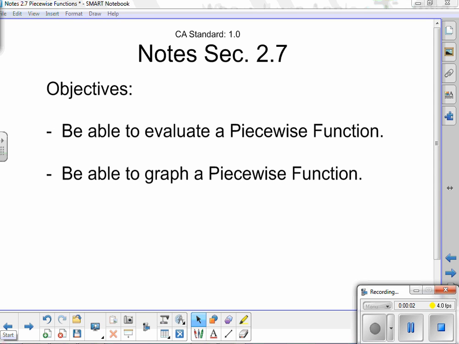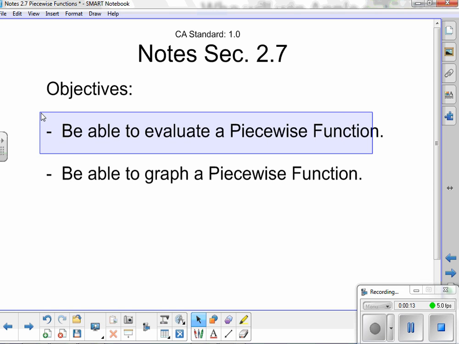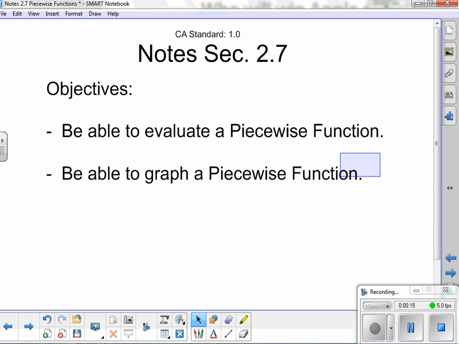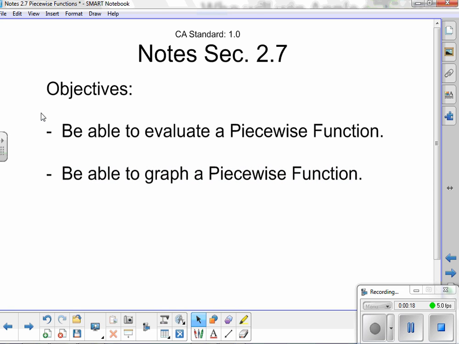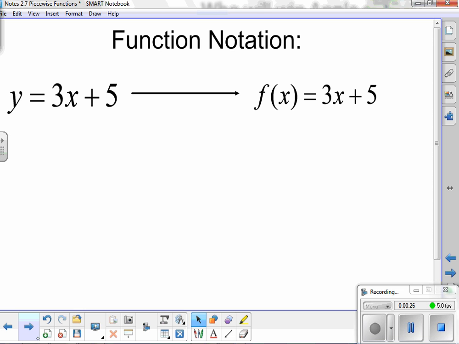Okay, so here are the notes on what was my honors class 2.7, piecewise functions. We're going to be able to evaluate a piecewise function, and we'll be going over how to graph a piecewise function also. Since we're going over both of these the same day, I'll go kind of faster since we've taken notes on it already. All right, so function notation, we went over this in class.